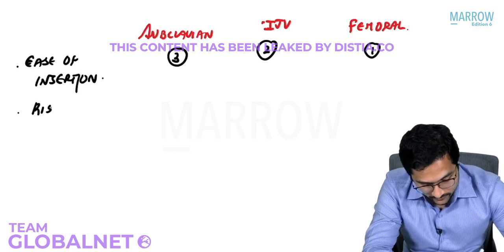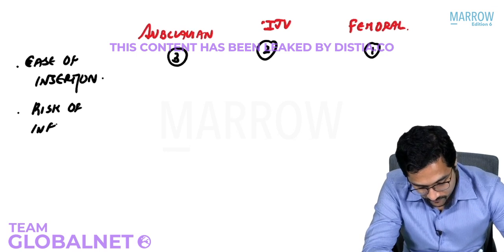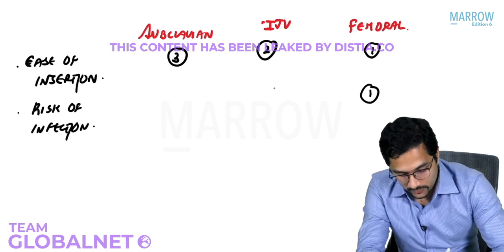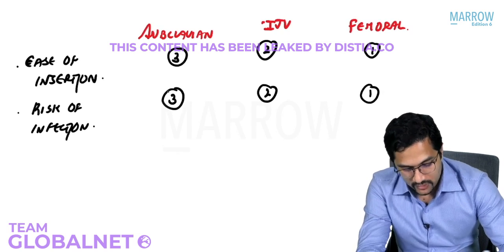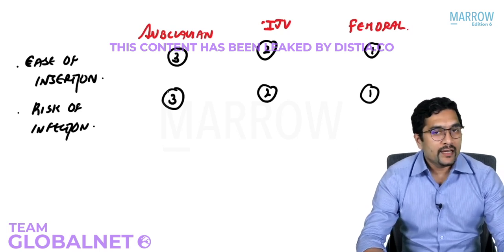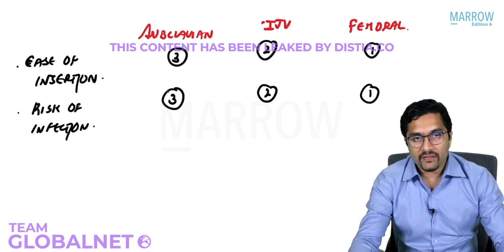Now the risk of infection. The risk of infection, number 1 is femoral, number 2 is IJV, number 3 is subclavian. And because femoral lines have a very high rate of infection and thrombosis, that is why we don't prefer them.